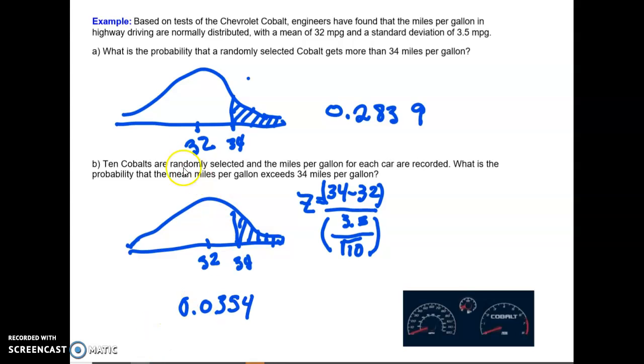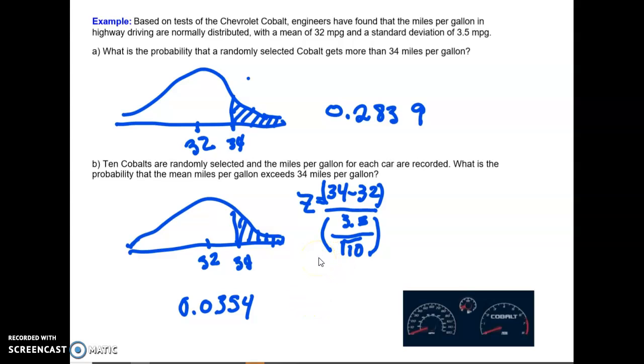So, what's the probability of choosing one Cobalt that gets more than 34 miles per gallon? There's about a 28.39% chance. What is the probability of choosing 10 of them that get more than 34 miles per gallon? There's about a 3.54% chance. This should make sense. The probability is going to fall because instead of just choosing one, now you're trying to choose 10 all at one time that get more than that gas mileage.